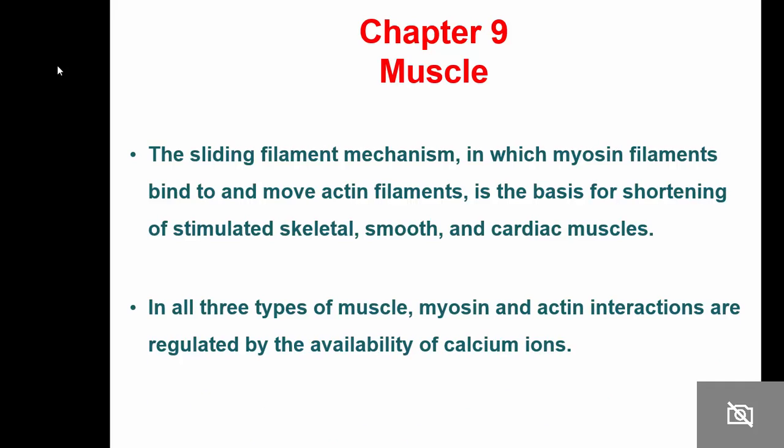In all three types of muscles, myosin and actin interaction are regulated by the availability of calcium. The reason I didn't put smooth muscle in here is because smooth muscle is slightly different in its characteristic. It has myosin and actin, but it doesn't look like this sarcomere here. It's a very different configuration. So calcium becomes very important. In the human body or in any physiological system, anything that contracts or secretes something has to involve calcium. So in all three muscle types, the interactions between actin and myosin are regulated by calcium. The more calcium you have, the better.